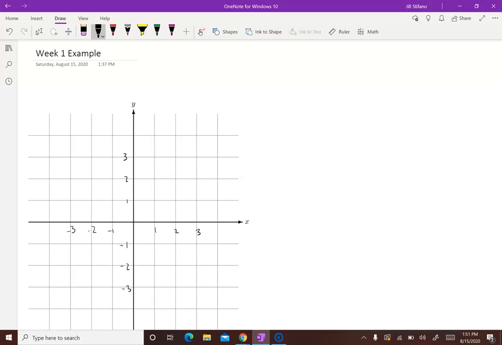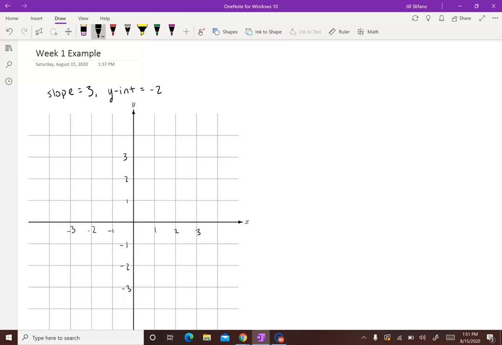Hello everyone. In this video, I will do two examples from the material covered in week 1. In the first example, we will work with a line that has slope of 3 and y-intercept of -2.